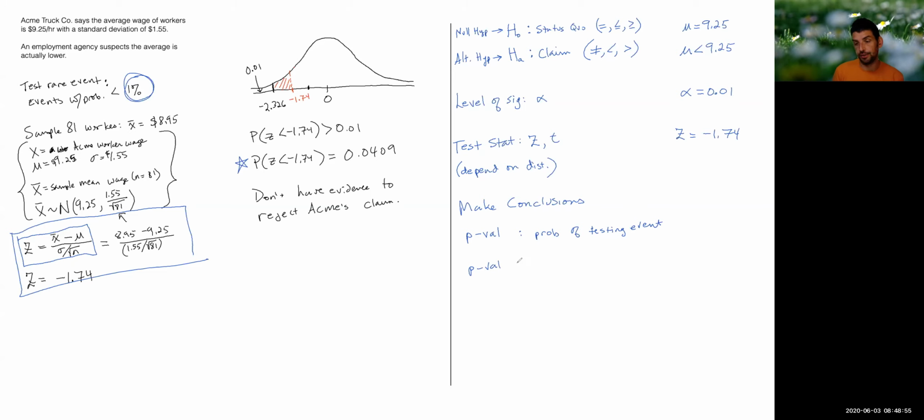If the p-value is less than alpha, then we reject the null hypothesis, right? So if we had found a probability much lower, we would have said, you know what, this is so rare, I don't believe Acme Truck Company. I reject their claim that the mean is 925. Or, like in the case we just did, if the p-value is greater than alpha, then we fail to reject.